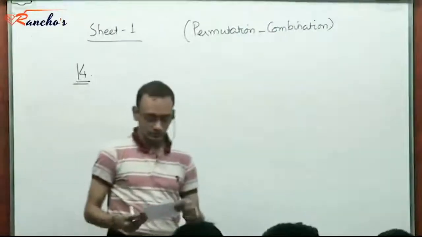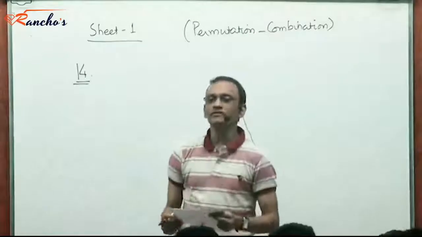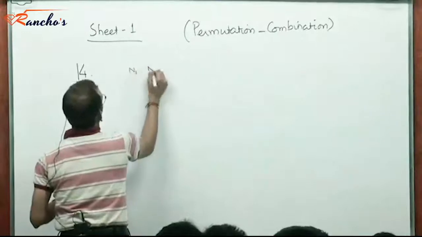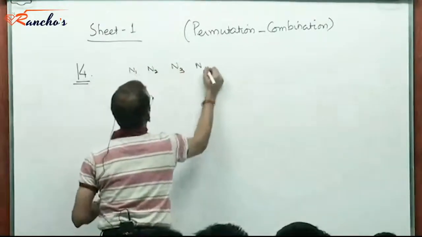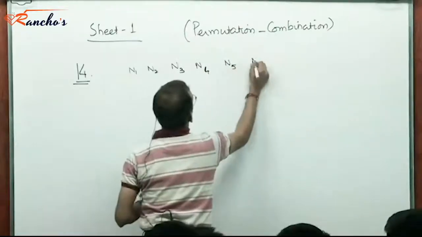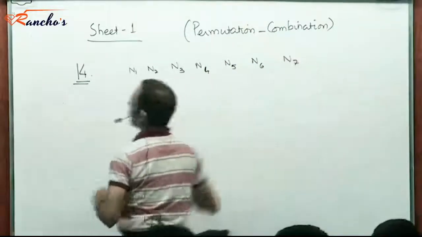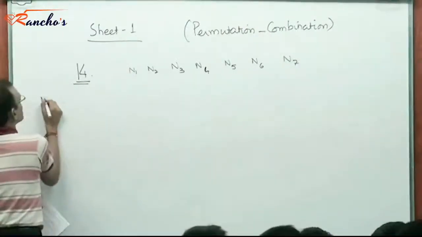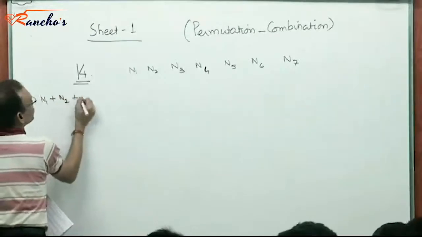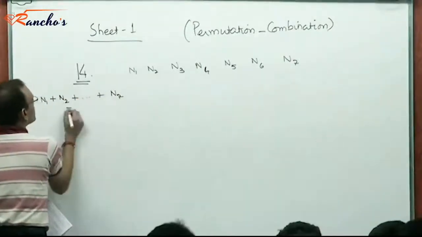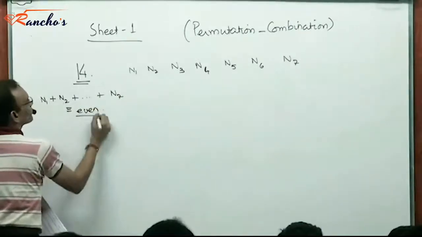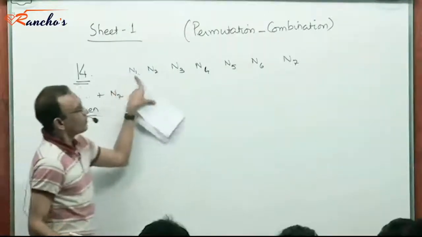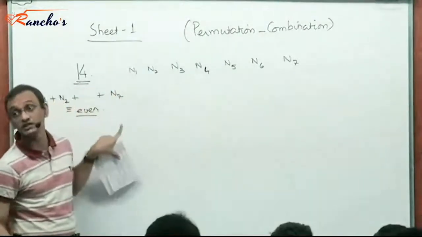Number 14. The total number of 7-digit numbers, we are talking of a 7-digit number, the sum of whose digits is even. That means n1 plus n2 plus up to n7 must be an even number. All 7-digit numbers such that the sum of the digits is even.